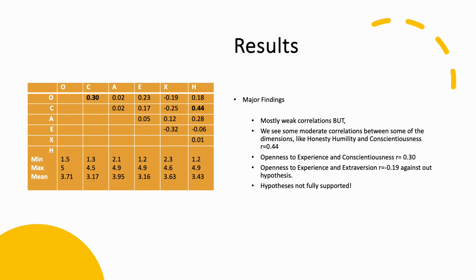In our results, we see that our first hypothesis was only partially met. The second, third, and fourth hypotheses were not. The biggest correlations we see in this table are between honesty-humility and conscientiousness, 0.44, and conscientiousness and openness to experience, 0.30. One of our hypotheses was to find a small positive correlation between openness to experience and extroversion, and what we find in our results is a negative 0.19 correlation.